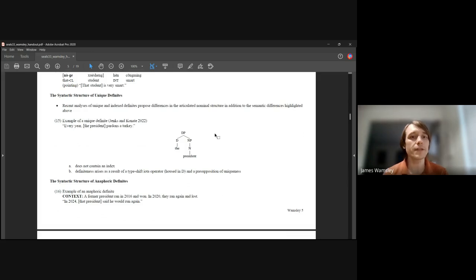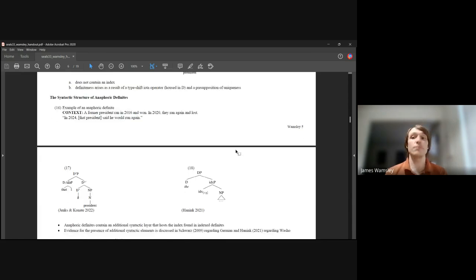Okay, now briefly going over the syntactic structures of these two categories. The unique definites are quite simple. In these analyses, it is simply a determiner head, often one that contains iota, which encodes the uniqueness, and it takes an NP complement. It does not contain an index.